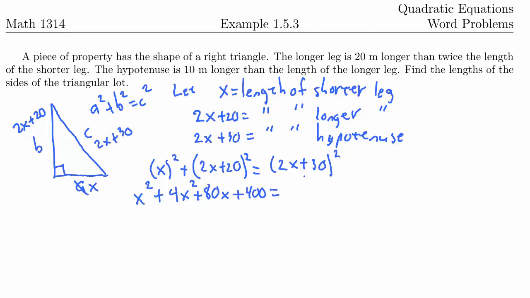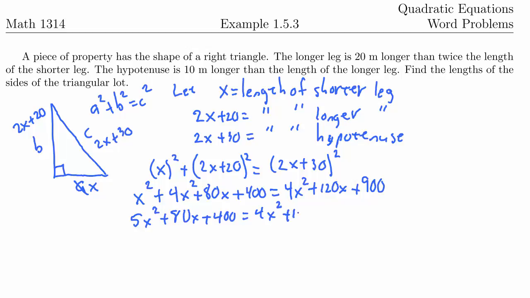Do the same thing over here. 2x squared is 4x squared. 30 squared is positive 900. 30 times 2x is 60x. Double it is positive 120x. Combine like terms, that gives me 5x squared plus 80x plus 400 is equal to 4x squared plus 120x plus 900.